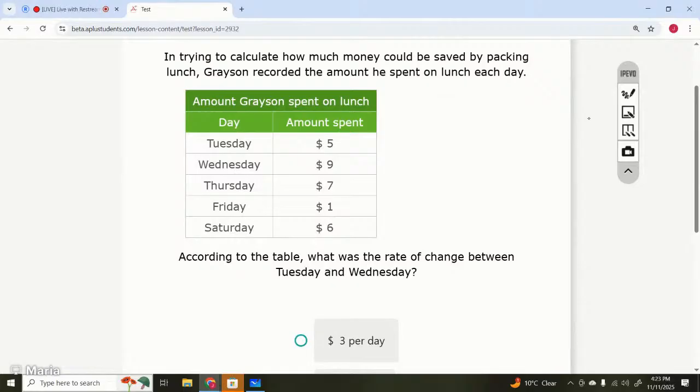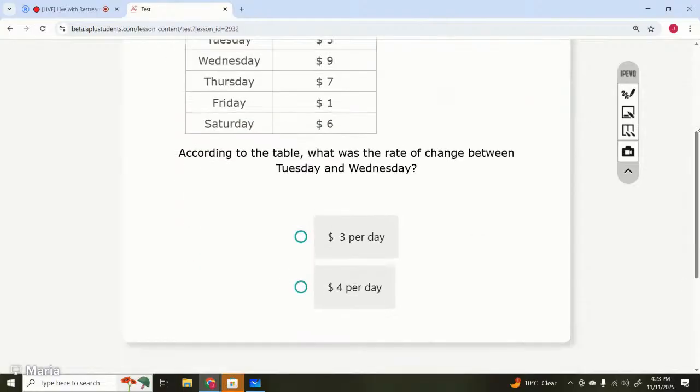In trying to calculate how much money could be saved by packing lunch, Grayson recorded the amount he spent on lunch each day. According to the table, what was the rate of change between Tuesday and Wednesday? Between Tuesday and Wednesday, that is $4 per day.